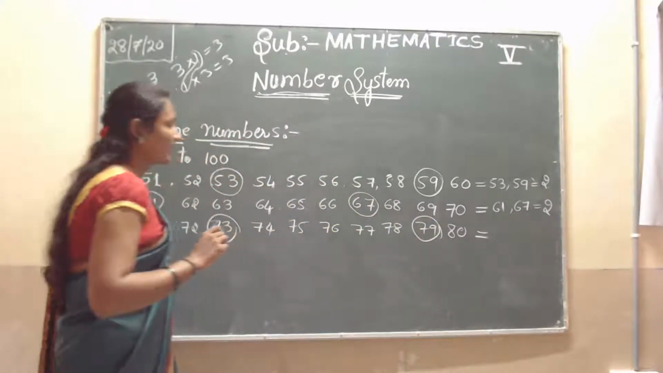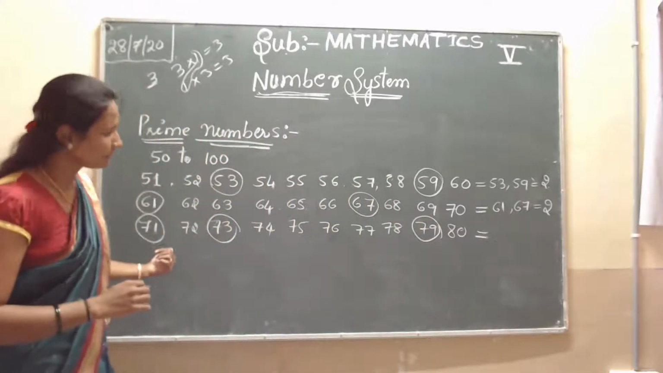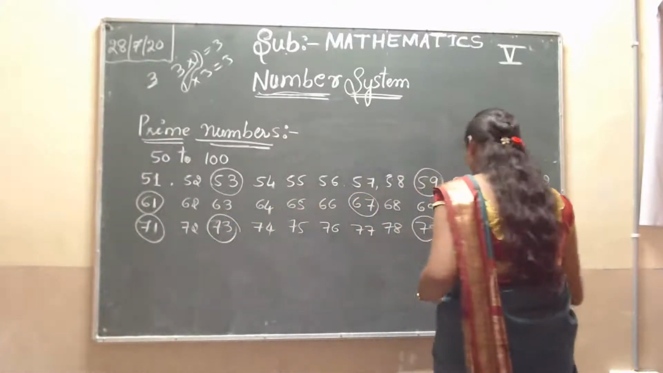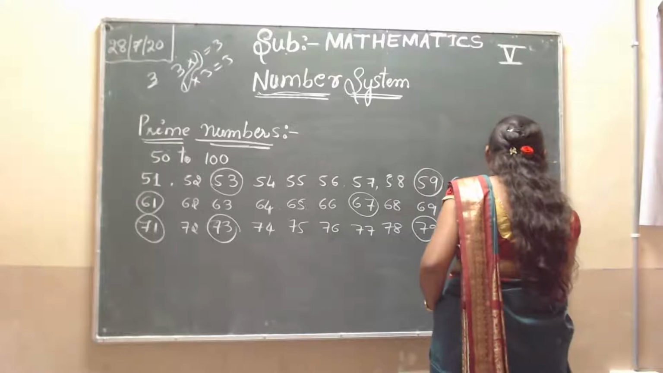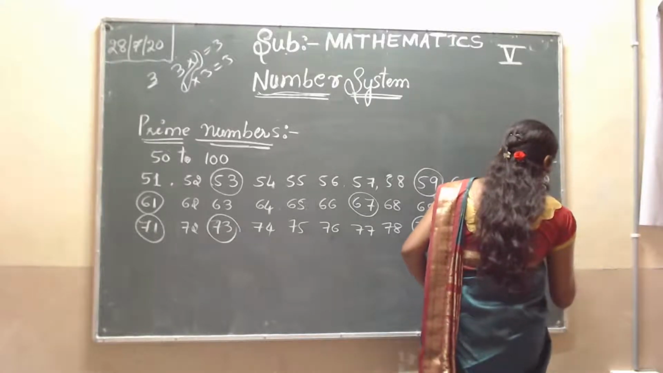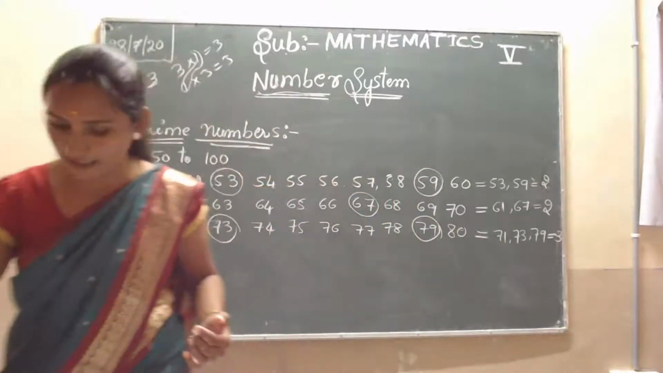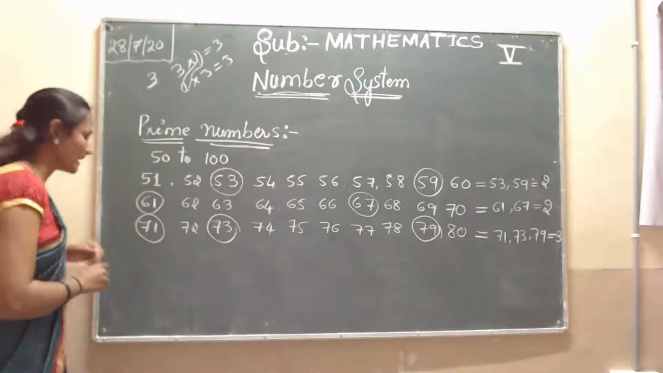Between 71 and 80, how many prime numbers? That is 3 prime numbers: 71, 73, 79. That is the total of 3 prime numbers. Next, that is 81 to 90.